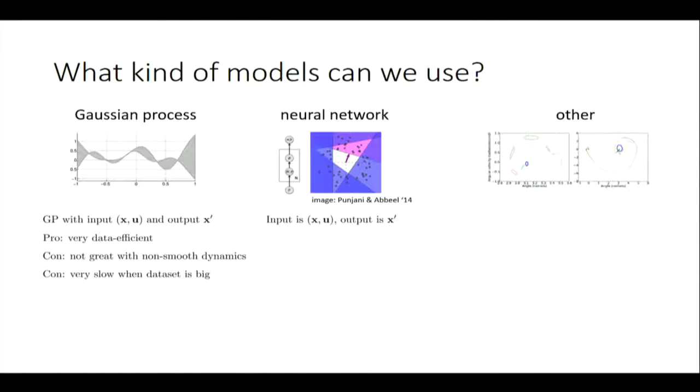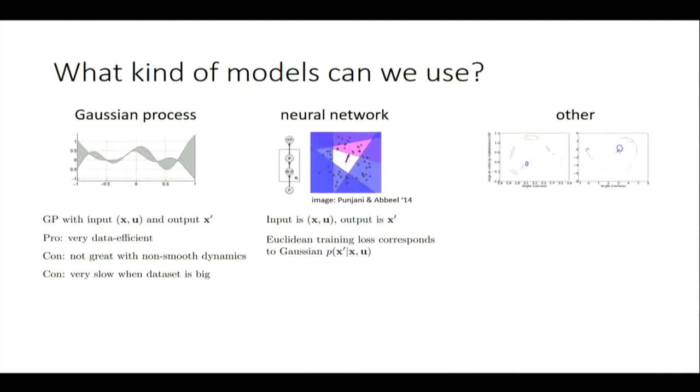With neural nets, what we would do is pretty much the straightforward regression thing. The input to the neural net would be a tuple of state and action. The output is the next state. This picture, by the way, is from a paper on fitting neural net models for helicopter dynamics. And this is just illustrating the hyperplane cuts that you get from rectified linear units. So the input is a tuple of state and action. The output is the next state.